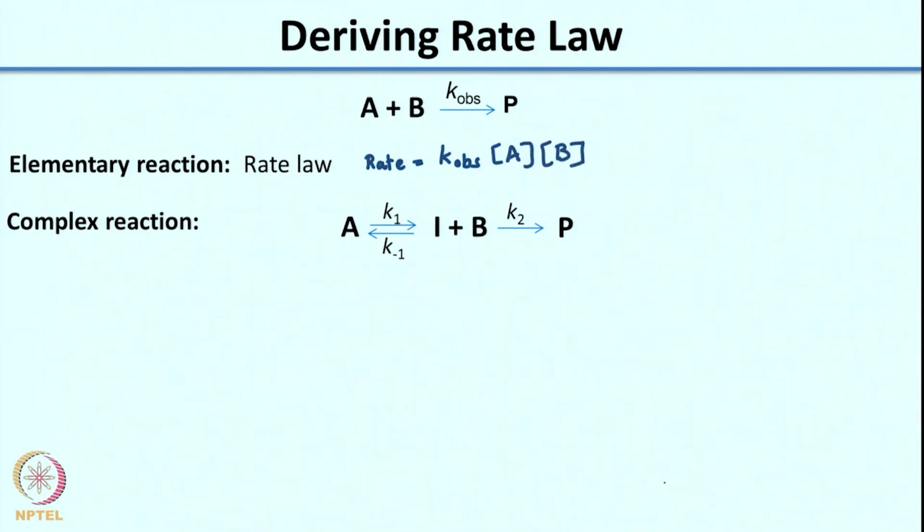So, if the transition state is such that one molecule of A comes with one molecule of B, you would see that the reaction would be first order in terms of A and B.